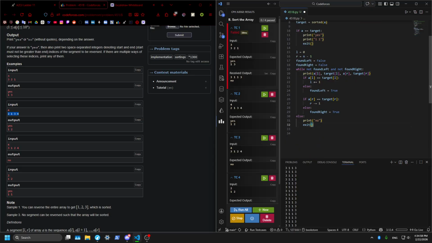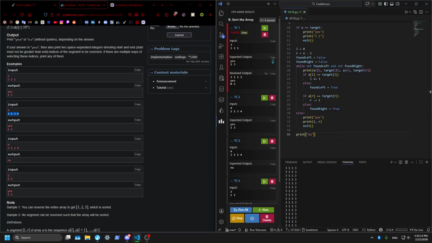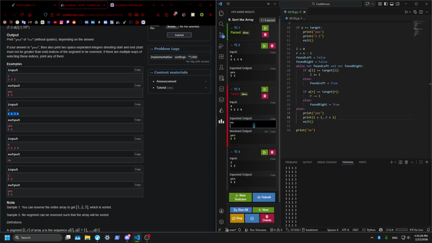Am I supposed to do this and then exit, and then over here print no, like this? Yeah, but I need to add one too. I need to do L plus 1 and then R plus 1 like this. Failed. There should be no.